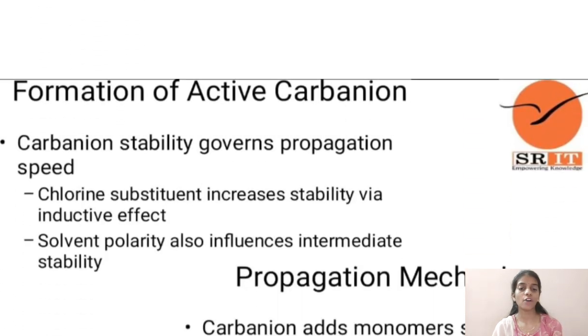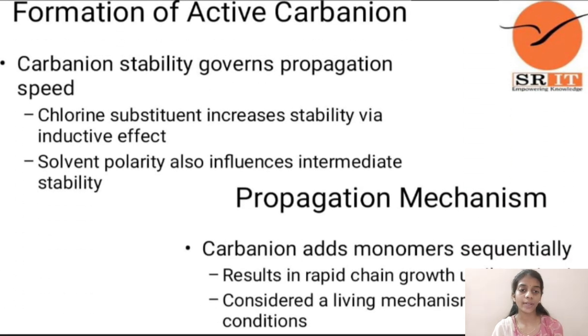In this slide, we have formation of active carbanion and propagation mechanism. In formation of active carbanion, carbanion stability governs propagation speed, and the chlorine substituent increases stability via inductive effect, and solvent polarity also influences intermediate stability.